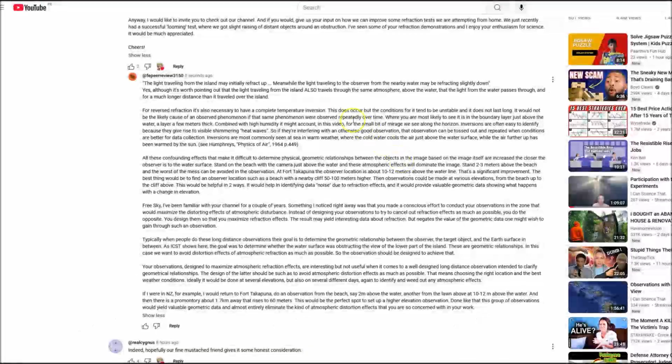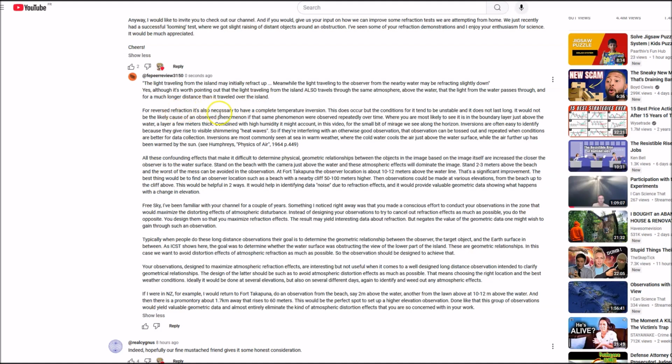All right, I addressed them with a long response, and I'm going to read a few bits of it. I want to say, as far as the light traveling from the island may initially refract up, while light from the water may refract down, I responded to that with yes, although it's worth pointing out that the light traveling from the island also travels through the same atmosphere above the water that the light from the water passes through, and for a much longer distance than it traveled over the island. That's why I'm not convinced that what they even described is physically possible. They certainly need to show that it is.